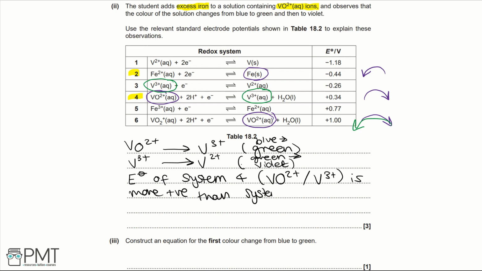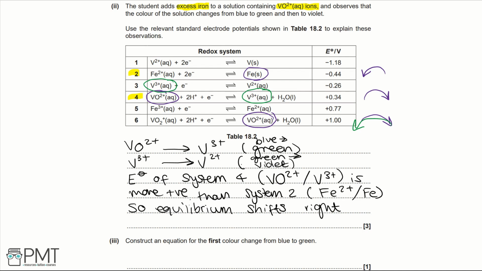positive than redox system 2. And so what this is going to mean is that the Fe2+ to Fe redox system is going to cause the equilibrium of system 4 to shift right. So if we write this, this is going to explain why our colour changes are what they are.